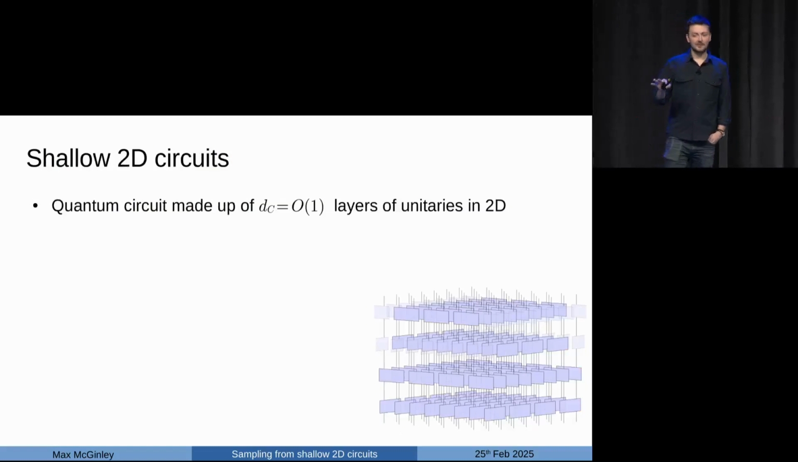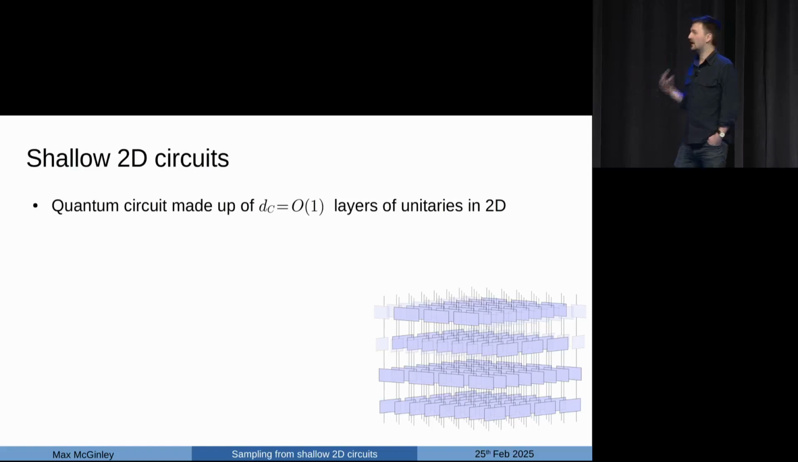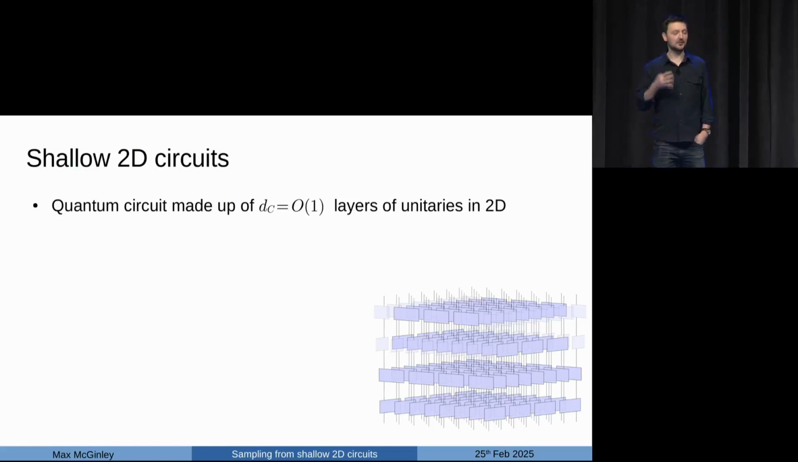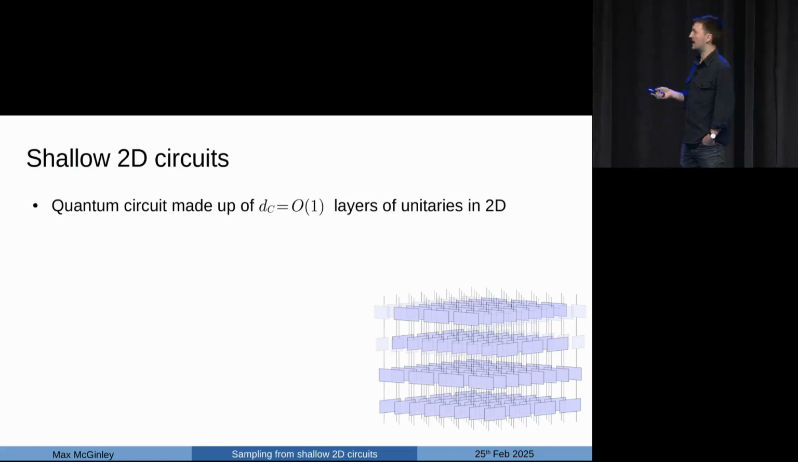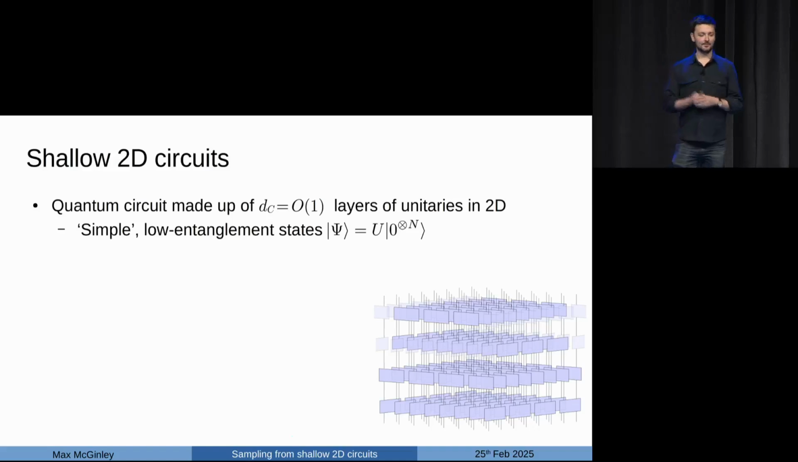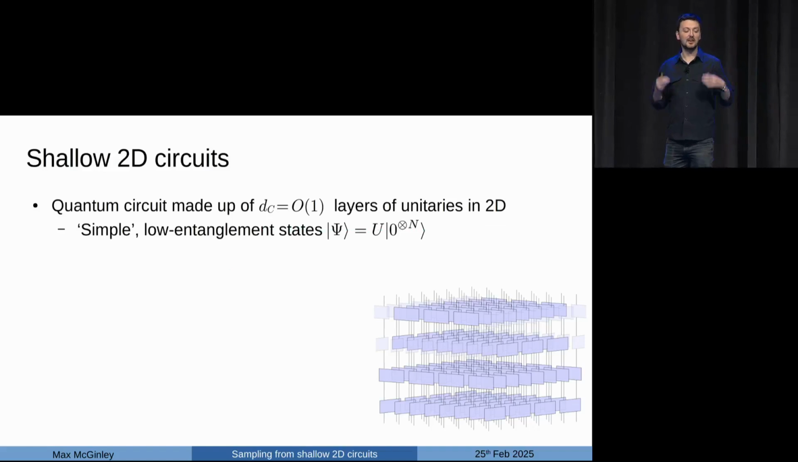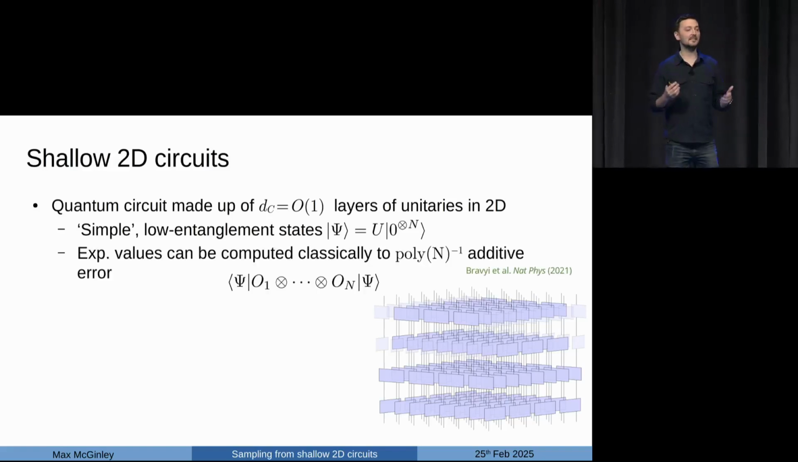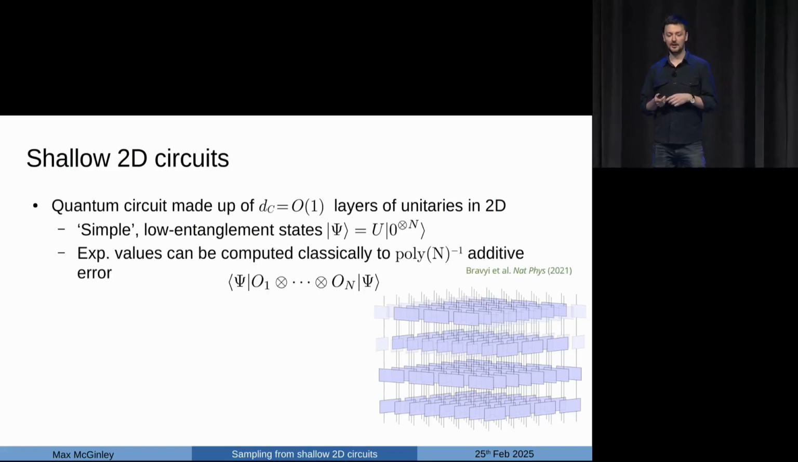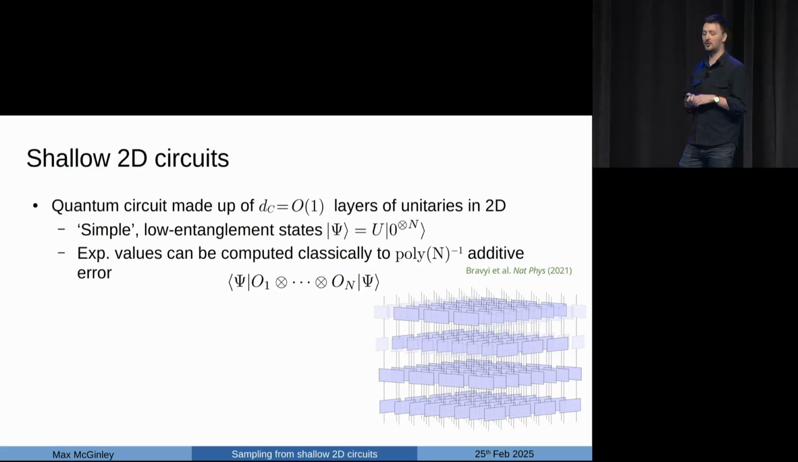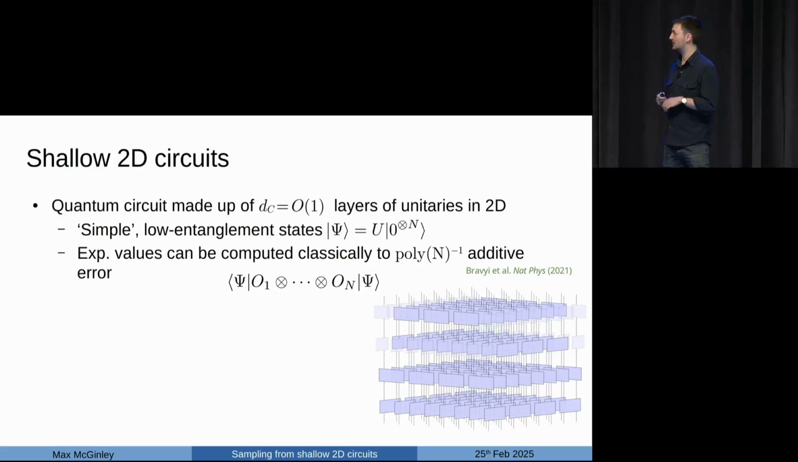OK, so let's just get on the same page. Shallow 2D circuits, I mean, we have a quantum circuit geometrically local in 2D, made up of some constant number of layers. And because of the constant layer condition, the states generated by these circuits are, in some sense, simple. They have sort of low entanglement. In fact, they're so simple that there exist efficient classical algorithms for approximating expectation values, at least up to some inverse polynomial additive error, due to this work here.